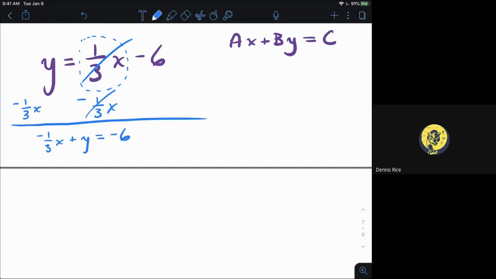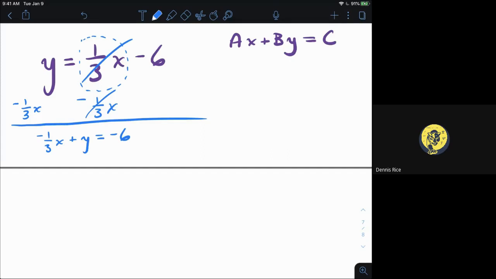Now, technically, I guess you can consider it is in standard form. Standard form just can't have any fractions in it. So when you write something in standard form, you want just like integers. You want it to say 2x plus 3y. You don't want fractions in it. So how we can get rid of the fractions is by multiplying by some number.